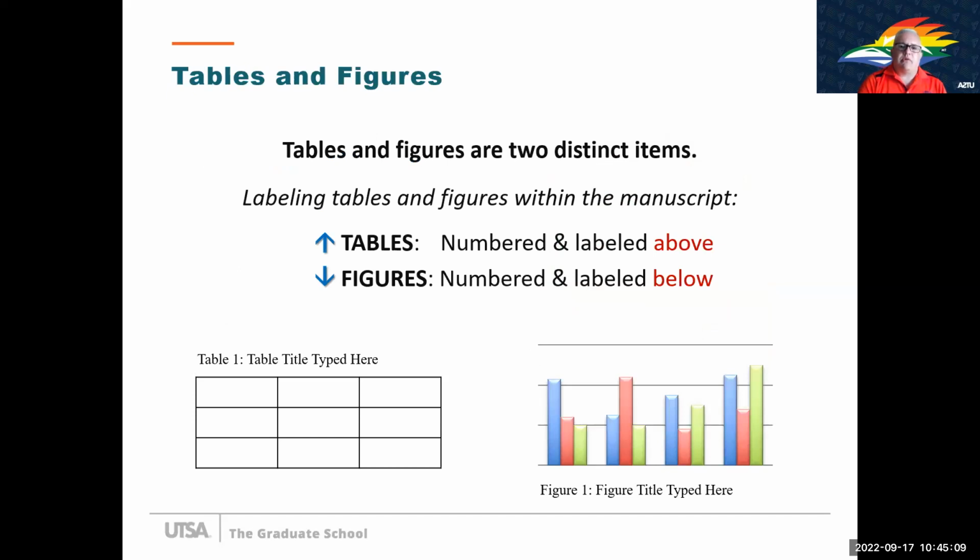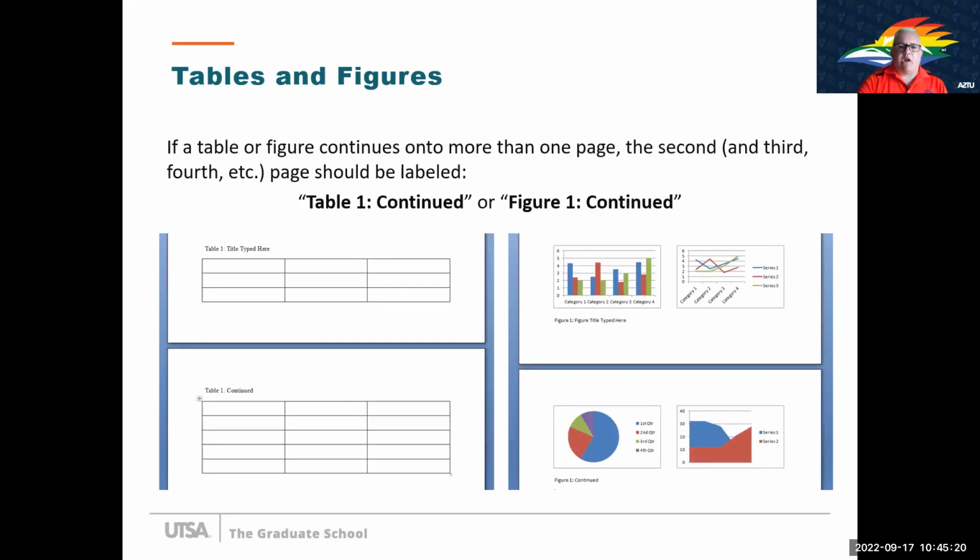As I mentioned, tables and figures are two distinct items. Tables are numbered and labeled above. Figures are numbered and labeled below in the document. If any of your figures or tables continue on to a subsequent page, then on the subsequent page, at the top or below, depending on if it's a table or a figure, you would put, for example, table 1 continued or figure 1 continued.